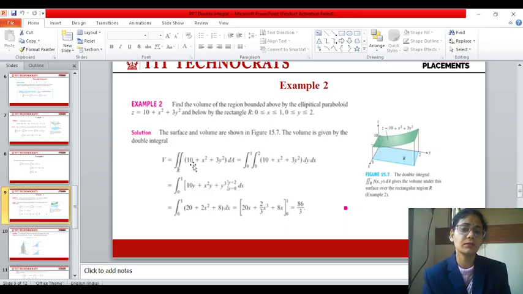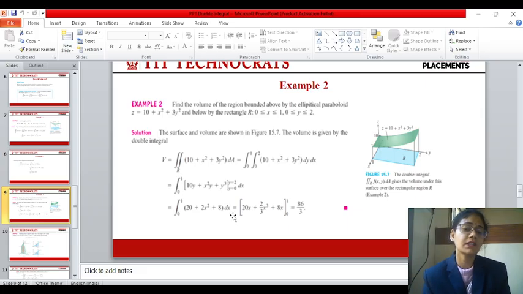So to find the volume, we will do the double integration over the region R. Here y ranges from 0 to 2, x varies from 0 to 1, and when you are taking integration with respect to y, x will be treated as constant. Obviously 10y plus x square y. Now this is 3y square. When you integrate 3y square, it will be y cube upon 3. 3 and 3 cancel, this is simply y cube. Now put upper limit which is 2, lower limit which is 0. The lower limit is definitely 0. So this will be 10 into 2, 20 plus 2x square plus 8, into dx.